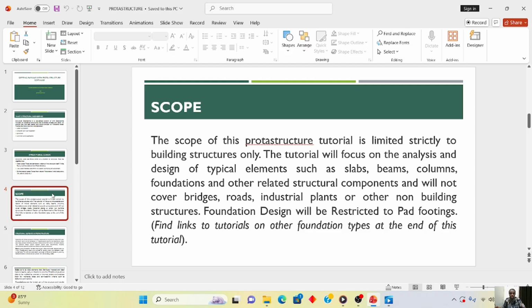You can also use Protastructure for foundation design. Now, foundation design will also be restricted to pad footings, and you can follow our links in this same tutorial if you would like to learn about other kinds of foundations. As you know, we have deep and shallow foundations. So for deep foundations such as piles, you can follow us so that you'll be able to learn how to design these kinds of foundations, whether it is deep foundation or shallow foundations, such as raft foundation.